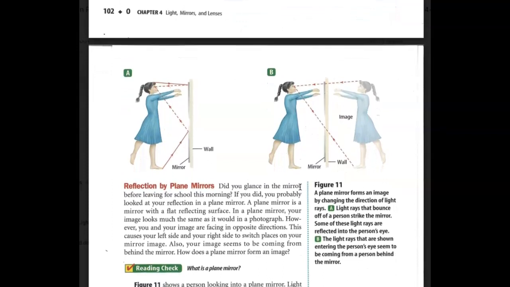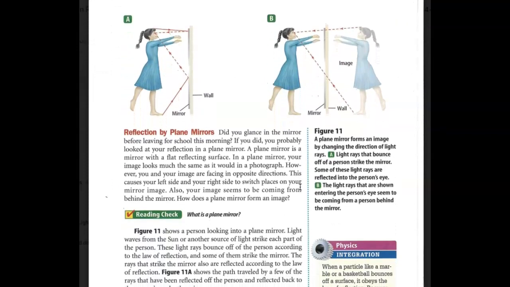Reflection in a plane mirror. Did you glance in the mirror before leaving for school this morning? If you did, you probably looked at your reflection in a plane mirror. A plane mirror is a mirror with a flat reflecting surface. In a plane mirror, your image looks much the same as it would in a photograph. However, you and your image are facing in opposite directions. This causes your left side and your right side to switch places on your mirror image. Also, your image seems to be coming from behind the mirror.